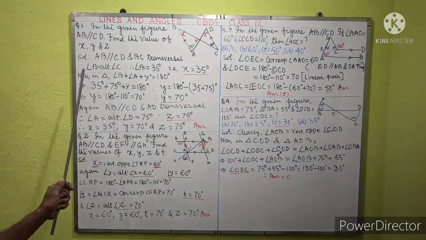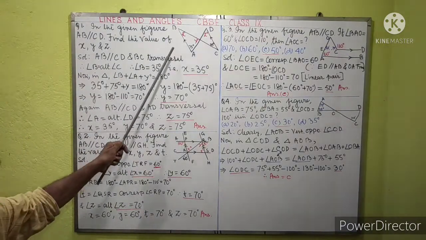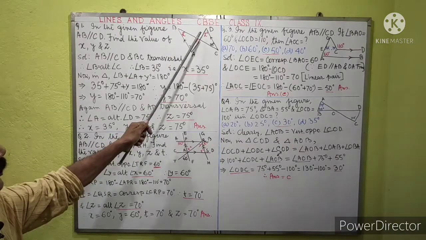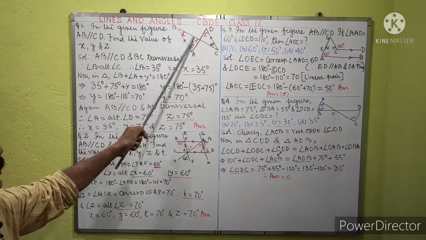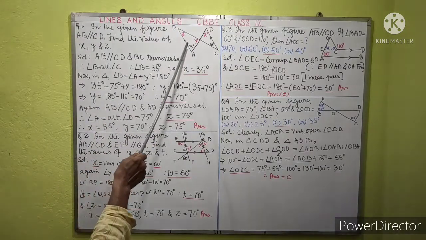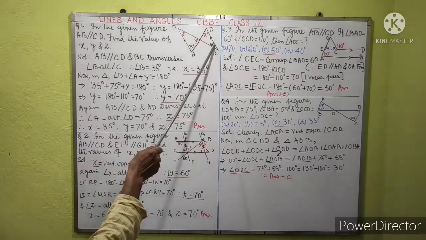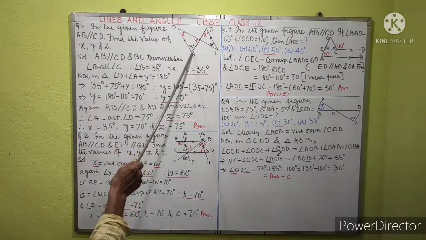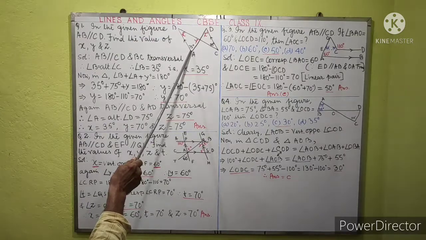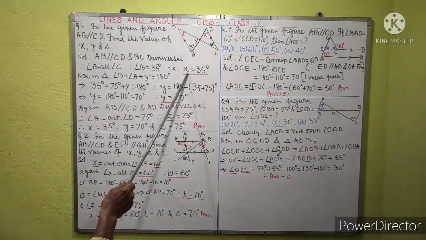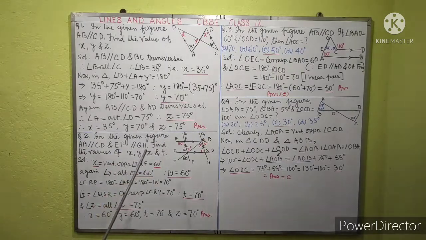Now just see, angle B is alternate to C. AB and CD are parallel, then BC is transversal. Therefore, if this is 35 degree, angle DCB is 35 degree, that is alternate angle. ABC, X will also be 35 degree because they are alternate angles.